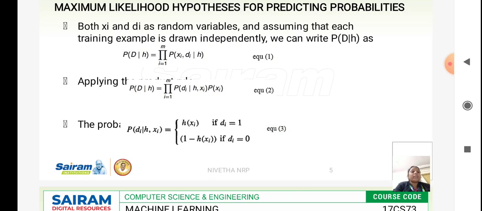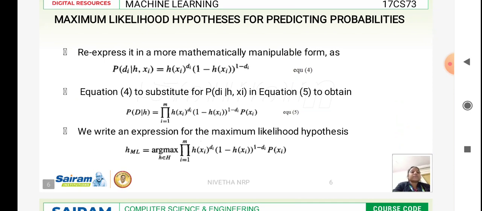Then when you apply the Bayes theorem, you derive the equation as probability of di given h, xi, times p of xi. When you equate it, either you will be equating it to 0 or 1. So you will be observing the frequencies of occurrence of data. With those frequencies, you will be determining the conditions for occurrence of 0 and 1. And again you rewrite and manipulate the equation to derive the maximum likelihood condition.